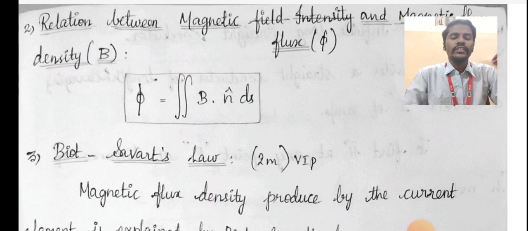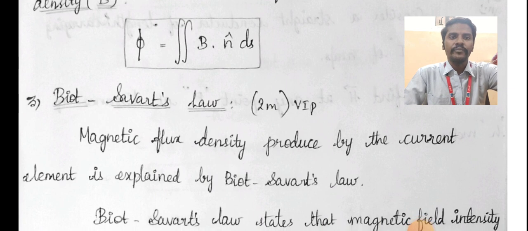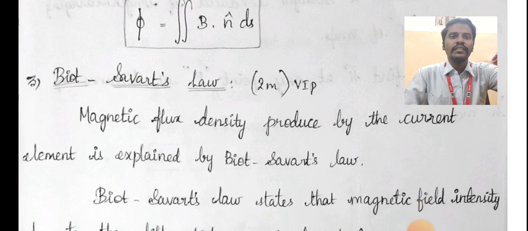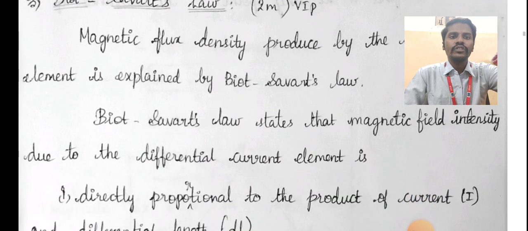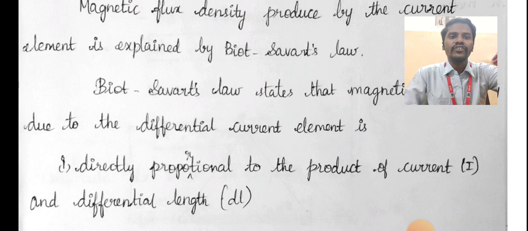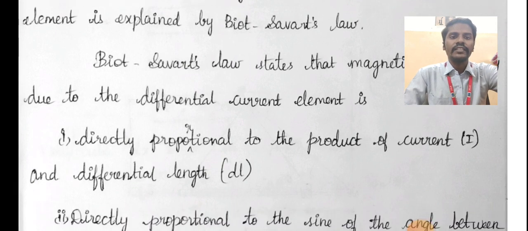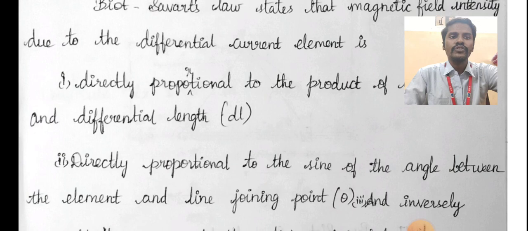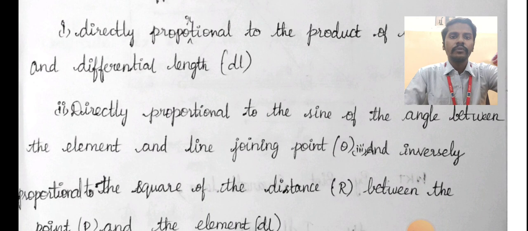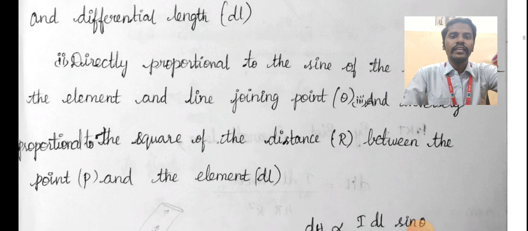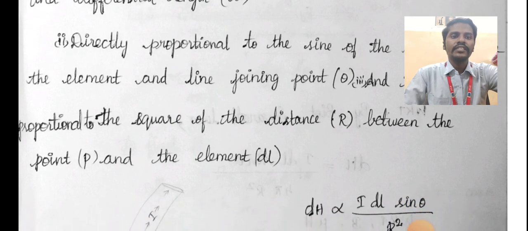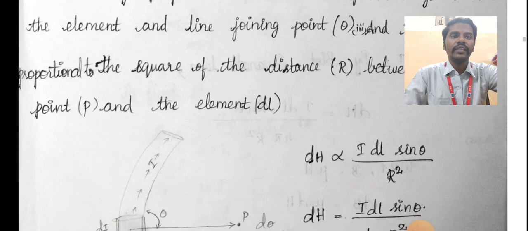The basic and most important law behind the concept of magnetostatics is Biot-Savart's law. Biot-Savart's law states that the magnetic flux density produced by the current element is directly proportional to the product of current I and differential length dl, directly proportional to the sine of the angle theta between the element and the line joining the point, and inversely proportional to the square of the distance r between the point P and the element dl. That is, dH is directly proportional to I dl sine theta divided by r square.